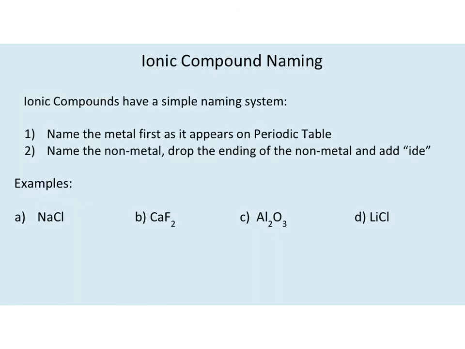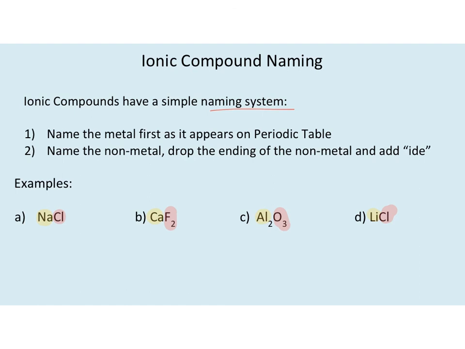Okay, the last one is naming. This is the last kind of thing we're going to go through, the last slide. Ionic compounds have a very simple naming system as well. Basically, you always name the metal first as it appears on the periodic table. So you just look at the metal that's inside here. I'm just going to highlight all the metals. There's the metal, metal, metal, metal. Here are my nonmetals in red.